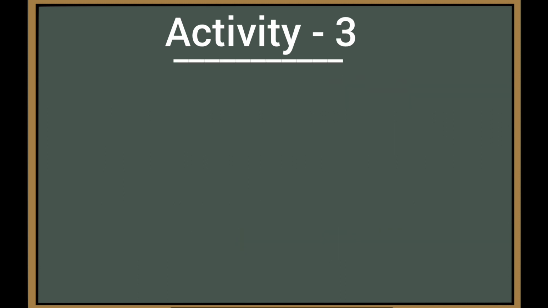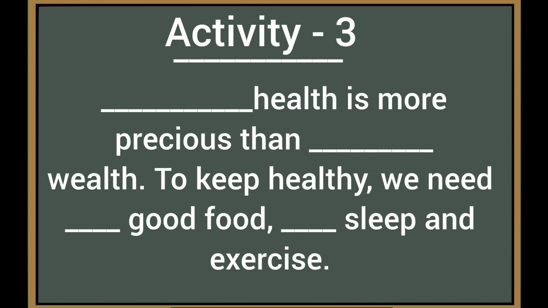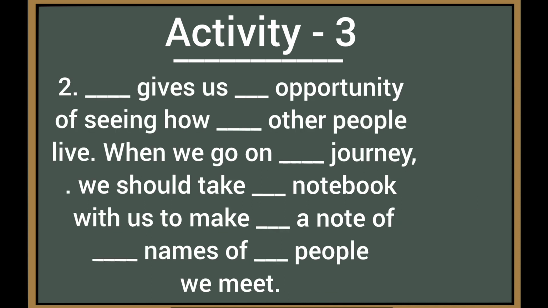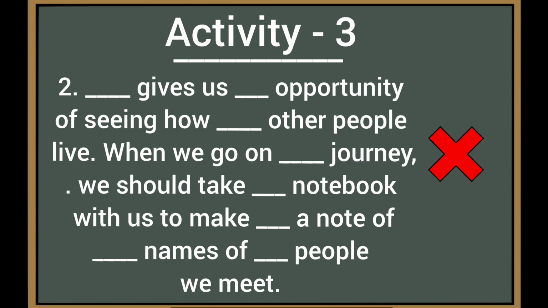Next, we will discuss activity 3. Instruction first: use a, an, the, some where required in the blank spaces below. If no word is required, leave the space blank. Now students, here are two paragraphs. In these paragraphs, there are some lines and some blank spaces. In those blank spaces, we have to put a, or an, or the, or some. And if no word is necessary, we can leave it vacant.